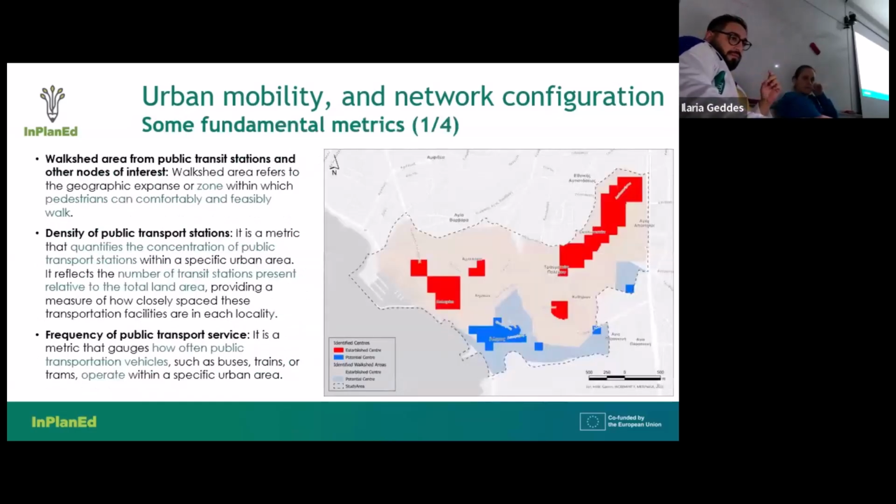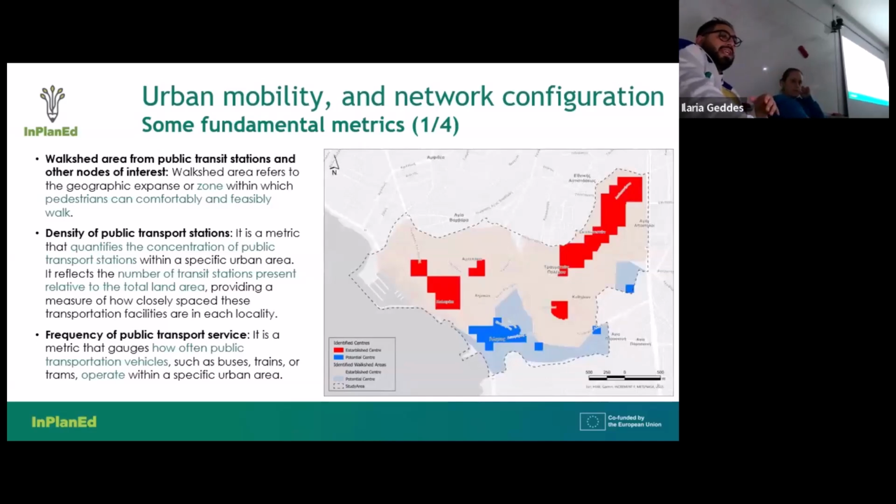So, for example, here we can see the walkshed area provided by the identified centers of a city, and how the established centers only serve half of the city. Also, the density of public transportation stations is very important, and also the frequency of public transport service.